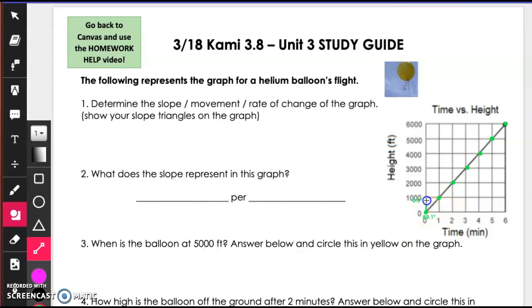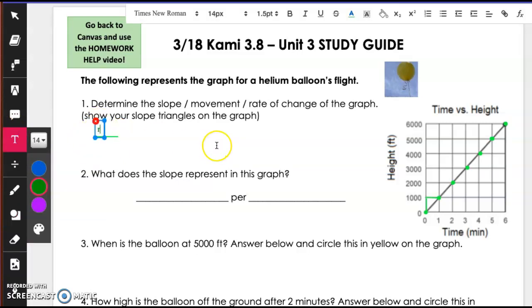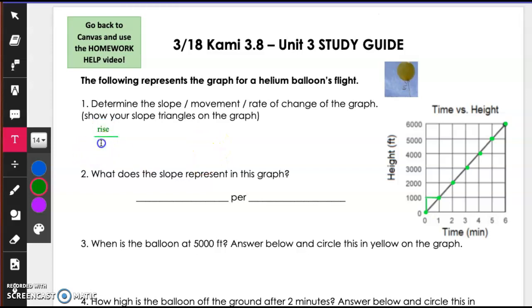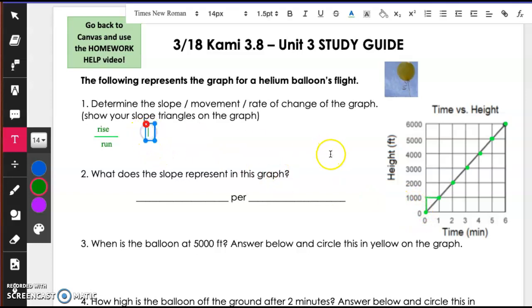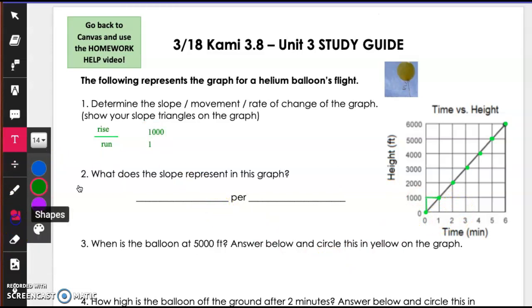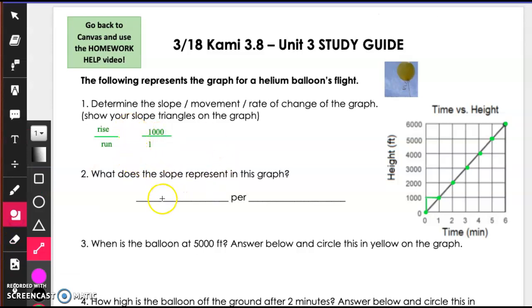I'm going to rise up until I'm in line, and then I'm going to run over to that point. Now I have to be careful. I'm going to draw a line right here. I am trying to find the rise over the run. And it looks like it's rising 1 and running 1, but my scaling, the numbering, tells me differently. So this is actually rising up from 0 to 1,000. It's 1,000. And the run is, in fact, 1. So we have our rise over our run is 1,000 over 1.